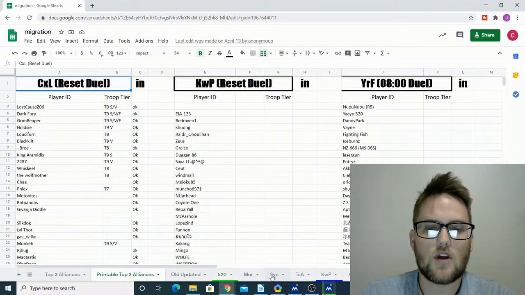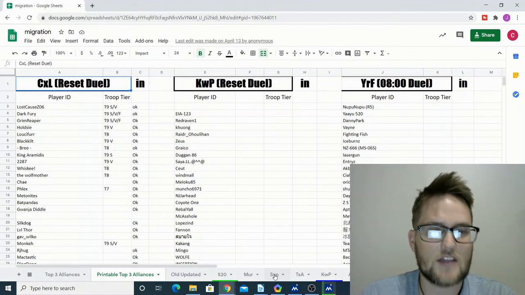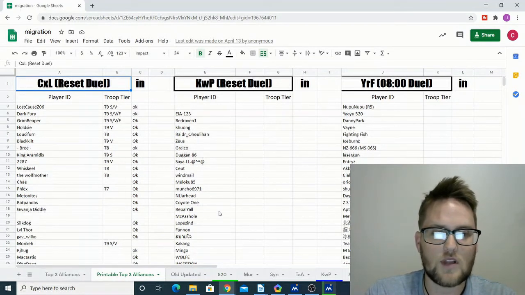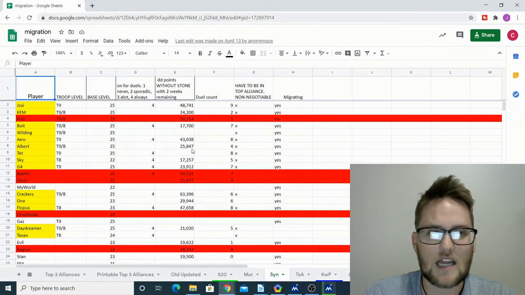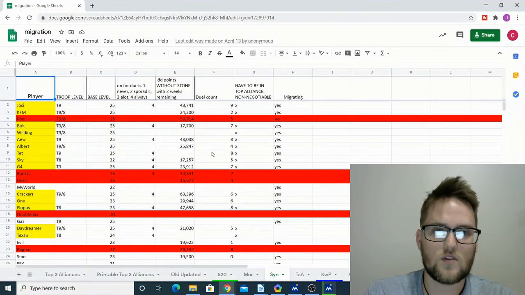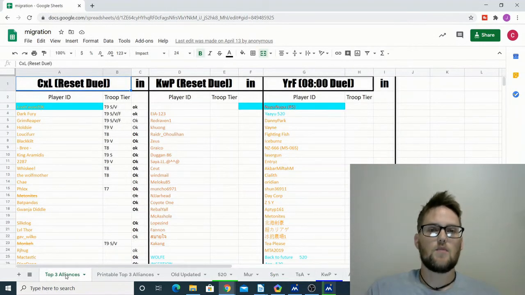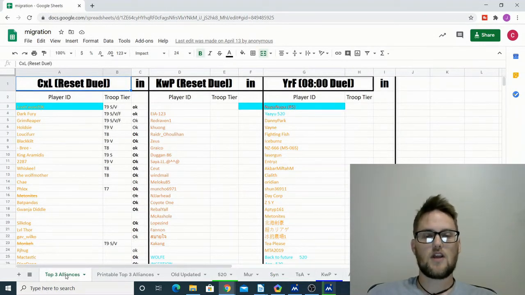So we're going to go to some other ones. You can see that's our top three alliances we were looking at. You can look at Sin. They did kind of the same thing. Dual count, have to, and then what we did with the top leaders between my alliance and the other guys at 596 and 591, if we go, who are our best guys?